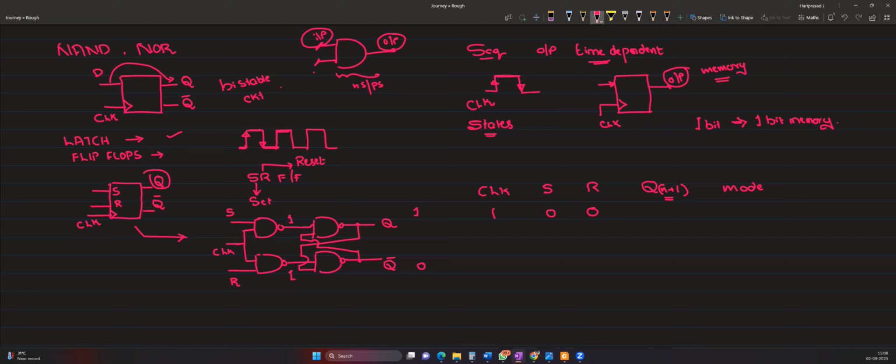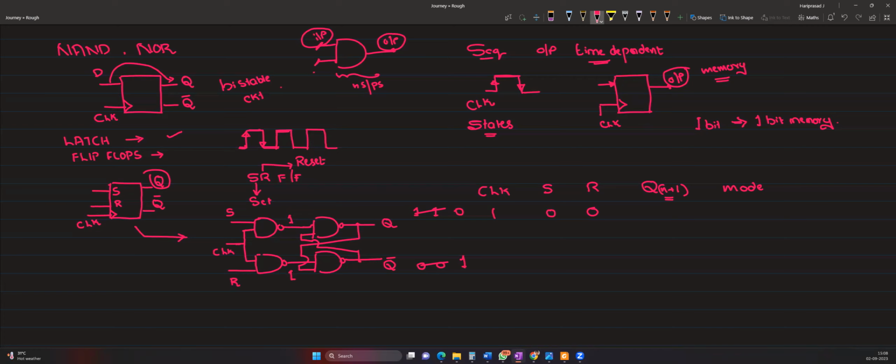So if I feed 0, this Q will become 1, correct? And since the other input is also 1, 1 and 1 gives 0. The output didn't change. Previously it was 1, 0, and now also it is 1, 0. Now let me change this. Previously I kept it as 1, 0, now I'll make it 0, 1.